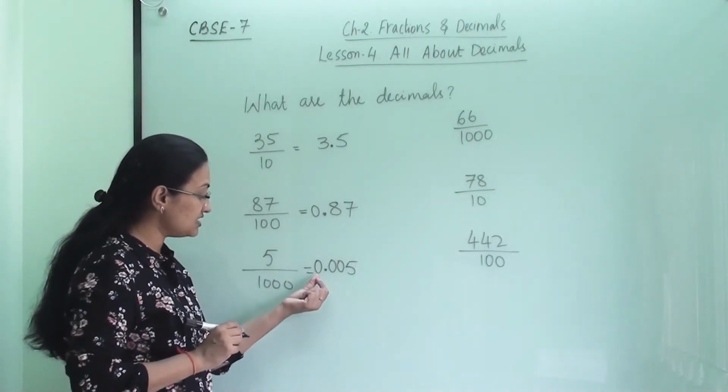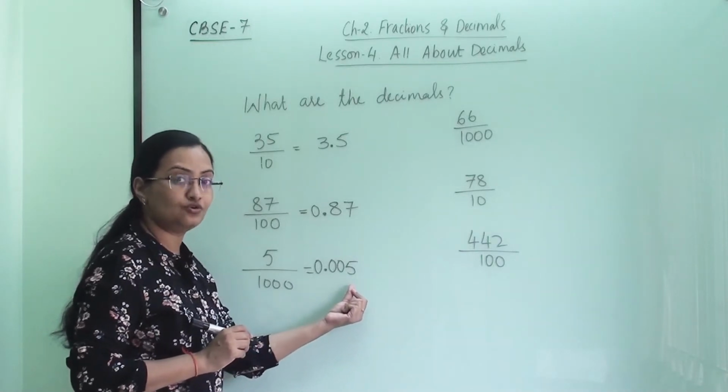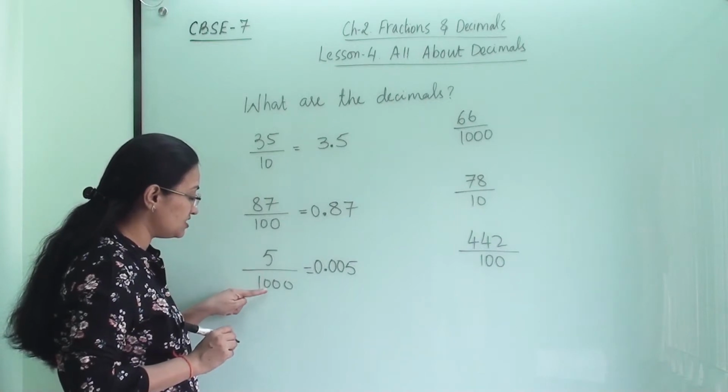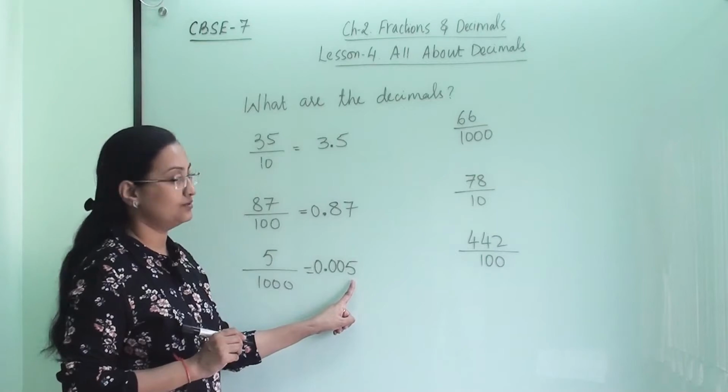So this number is 0.005. So that means 5 in the denominator, 1000 is there because here 3 numbers we have counted.